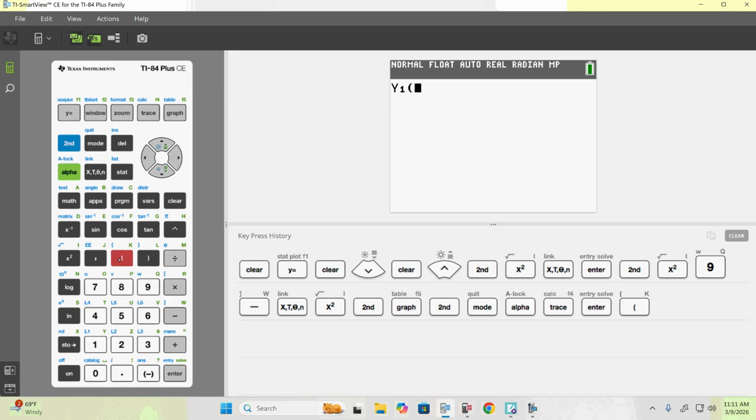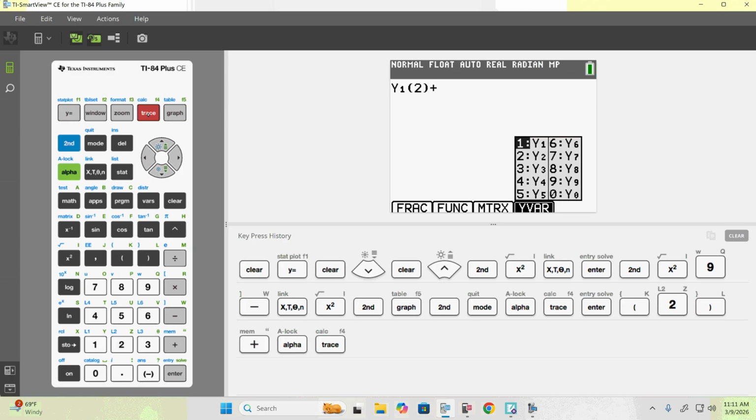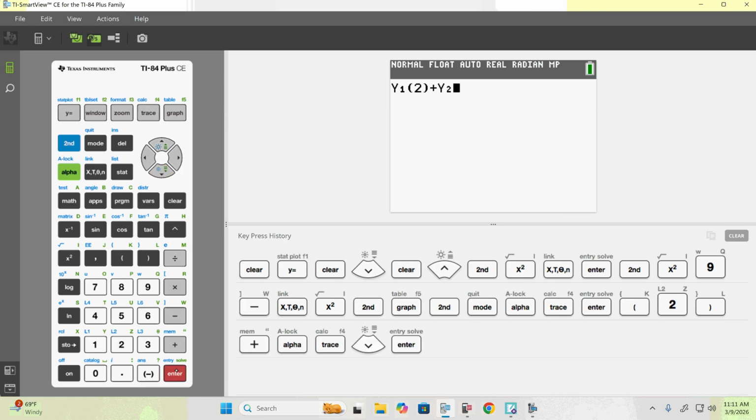Now the number we're typing in is 2. So we want to put parentheses 2, close parentheses. Because what we're telling the calculator so far is that we want to take the function in Y1 and plug 2 in for x, or plug 2 into that function. But we want to add to it, what? Alpha trace Y2. So we're telling it to take Y1, plug 2 into it, then take Y2 and plug 2 into it, and add those two values together. Are you able to get this typed in? Hit enter.